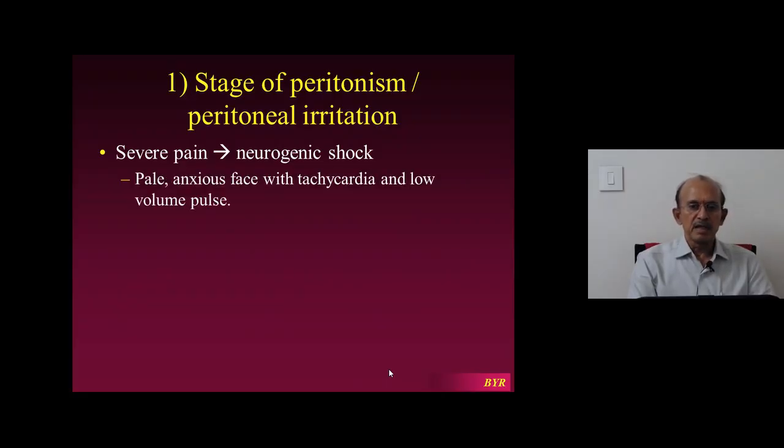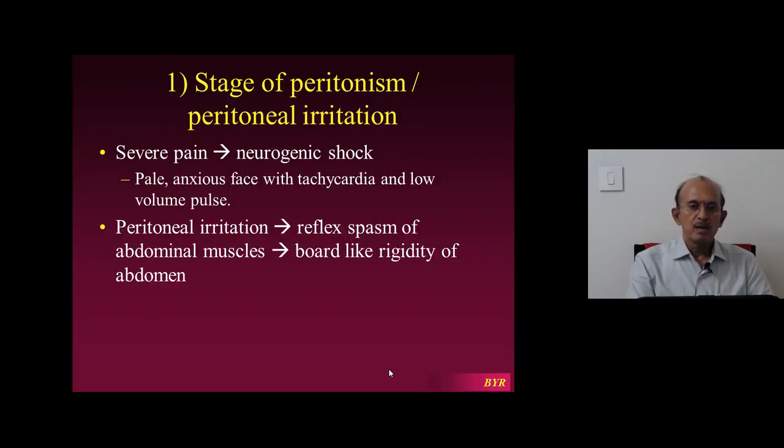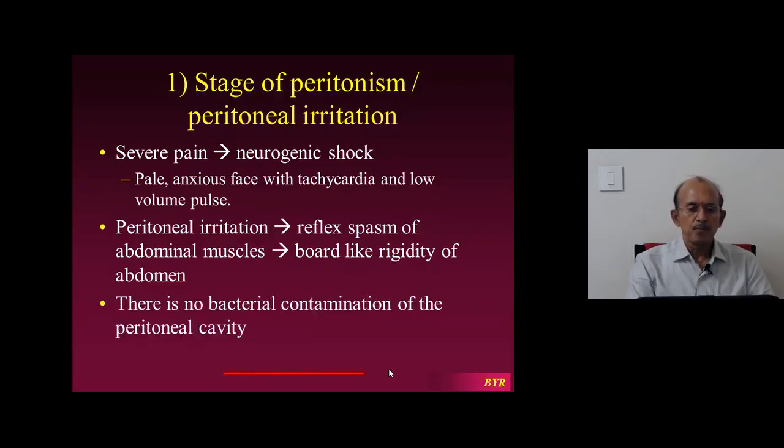When you examine the patient during that state, you will find him to have a pale, anxious face with tachycardia and low volume pulse. The peritoneal irritation can lead to reflex spasm of the abdominal muscles, producing board-like rigidity of the abdomen. Still, there is no bacterial contamination of the peritoneal cavity. There is only chemical reaction, chemical irritation by the hydrochloric acid and bile on the peritoneal cavity, producing this irritation.